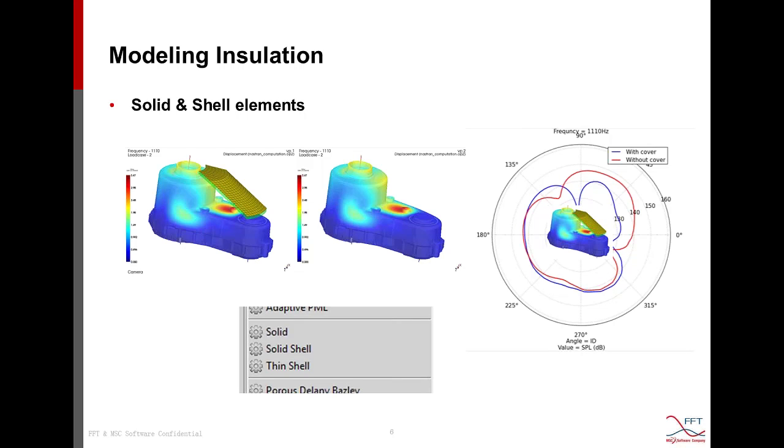So in this example, the acoustic field, which is not visualized here, is modeled in Actran surrounding this gearbox. So both this acoustic field and this solid component are modeled using finite elements in Actran. So this shows the modeling of insulation in Actran.